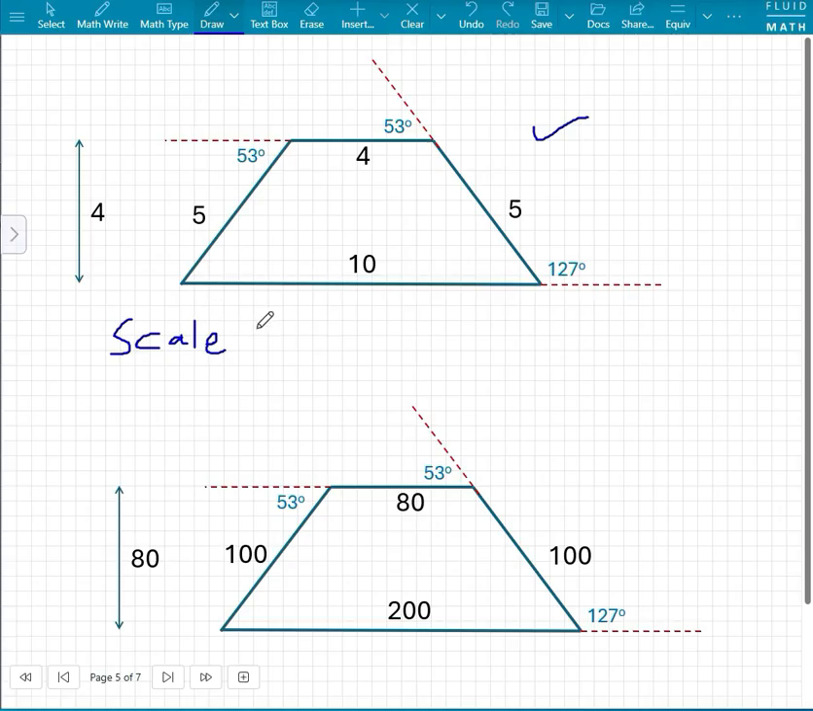That means I take a scale of, for example, I multiply all sides of this trapezoid by 20, and I have to apply the same thing to all sides. As long as you multiply all sides by the same factor, by the same scale, you are going to obtain a similar trapezoid. And as long as they are similar, all the angles will be the same. So I multiply this 4 by 20, I get 80. 5 by 20 is 100 for the sides. This is 200, the bottom one, 10 times 20, and this one is 100. So these two trapezoids are similar.